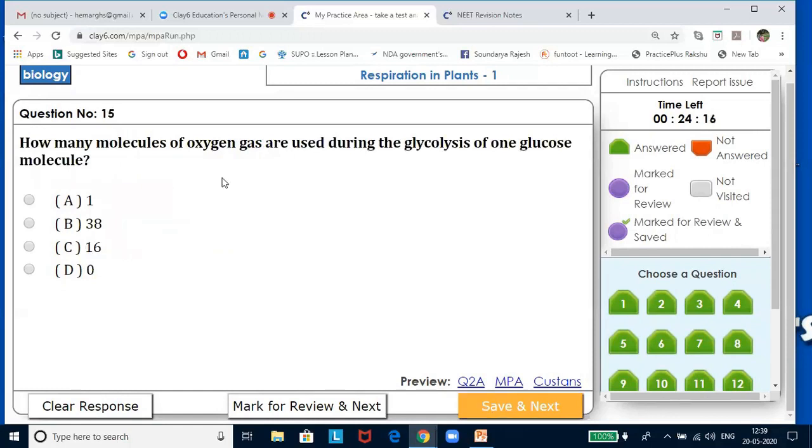How many molecules of oxygen are used during glycolysis of one glucose molecule? If you look at it, it's a process of partial oxidation of glucose into two molecules of pyruvic acid through enzyme mediated reactions. Here two molecules of ATP are used, first during conversion of glucose to glucose 6-phosphate and second during fructose 6-phosphate. Therefore, there is no oxygen at all being used. So the number of oxygen molecules used will be 0.